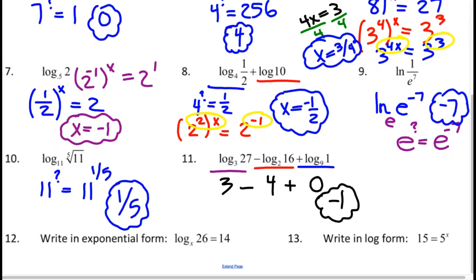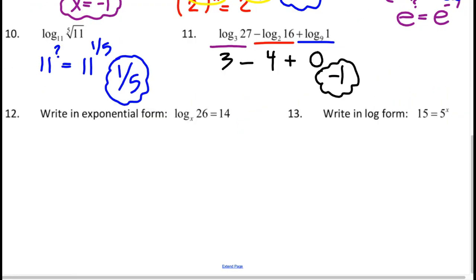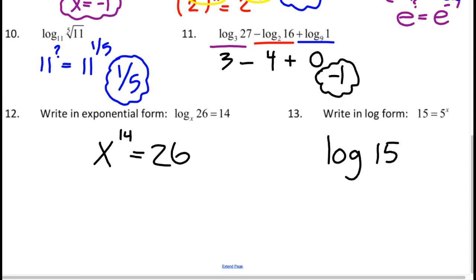All right, last 2 down here. We have just rewriting them in different forms. There's a couple problems on the test just like this. Just show us you can switch forms. So in this case, this is going to be the base x to the 14th power equals 26. If you write this in log form, this is going to be the log of 15 base 5 equals x. So just switching back and forth. Okay.